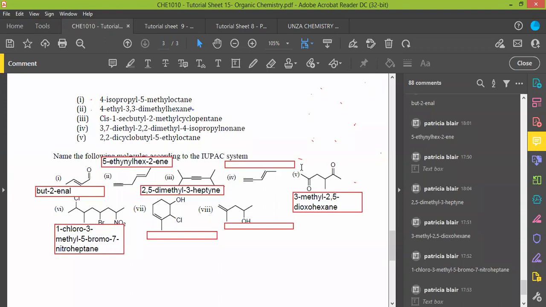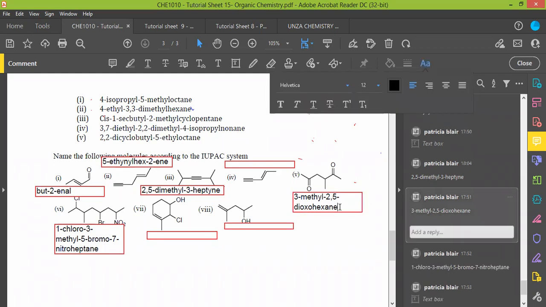You count from this end 1, 2, 3, 4, 5, 6. You count from this end 1, 2, 3. So counting from the right gives this substituent a smaller number, and counting from either end gives these substituents the same number. Therefore, since they are being given the same number, you count from the end that will give the other substituent a smaller number. So counting will begin from the right.